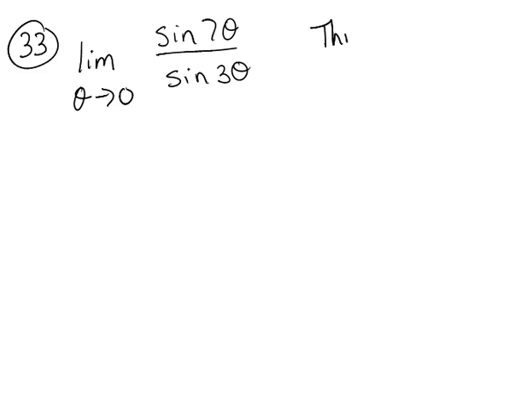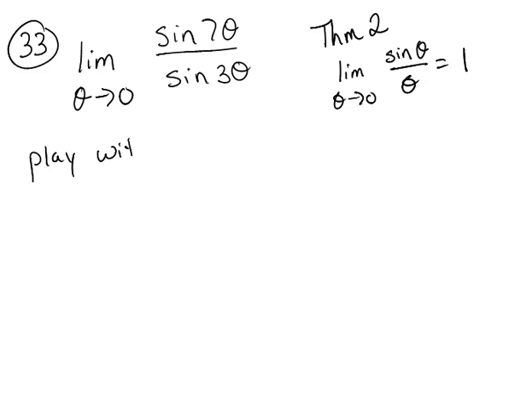Now, Theorem 2 told us that the limit as theta goes to 0 of the sine of theta over theta is equal to 1. So we have that we can apply. And we need to make some substitutions or just kind of play with the sine of 7 theta over the sine of 3 theta. So what I would do first is multiply by, well, what would we need?